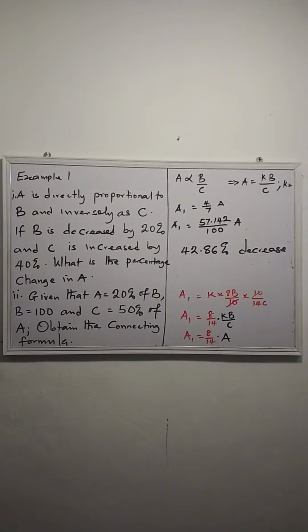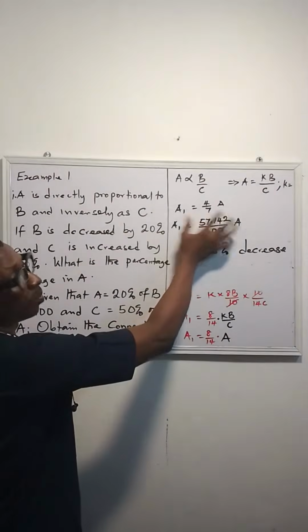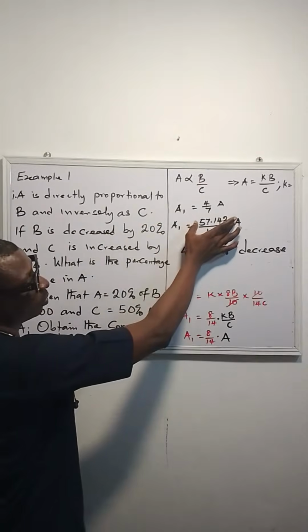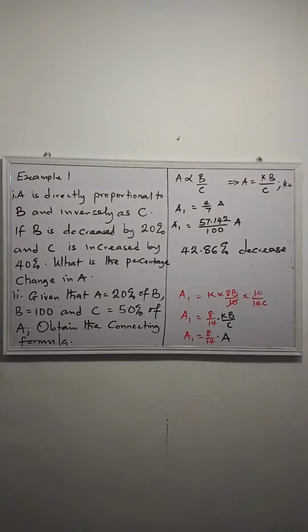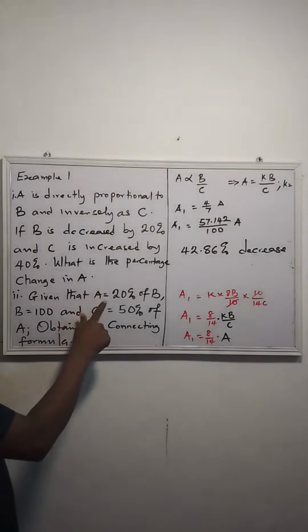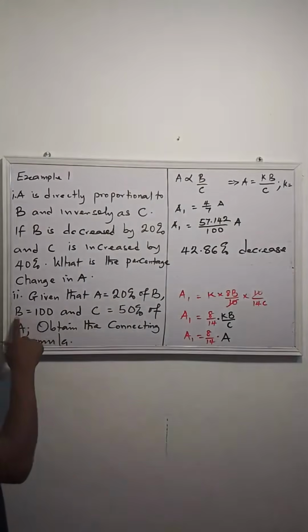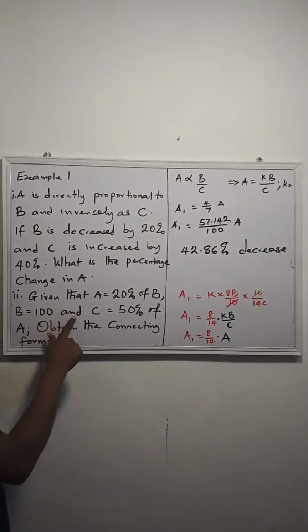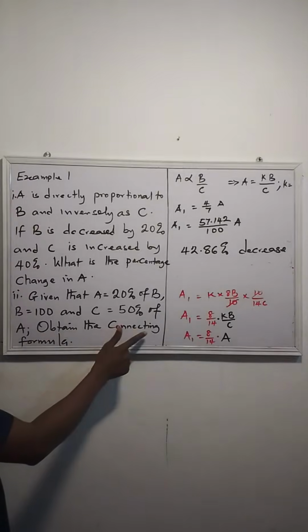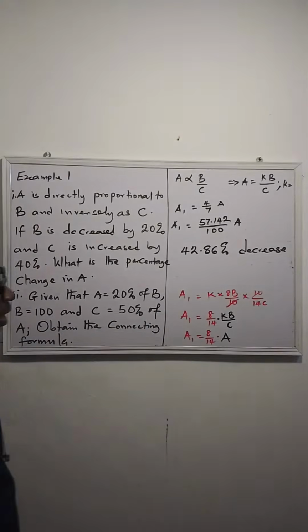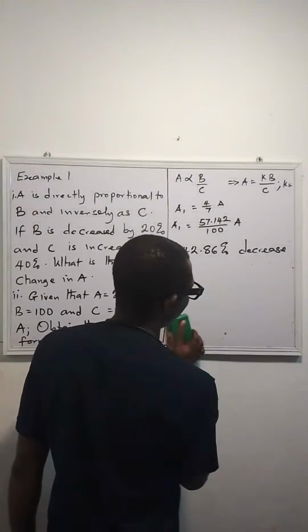I want to believe you all get that. Okay, so just subtract this from 100. So once you subtract what you have here from 100, the leftover is the change in value of A. Now let's move down to the second part of the problem. Now the question says, given that A is 20% of B, B is 100, and C is 50% of A, obtain the connecting formula. So how do we go about this?